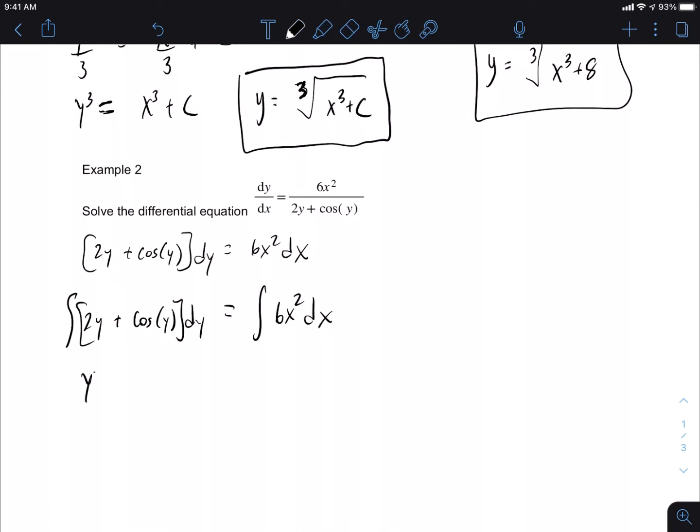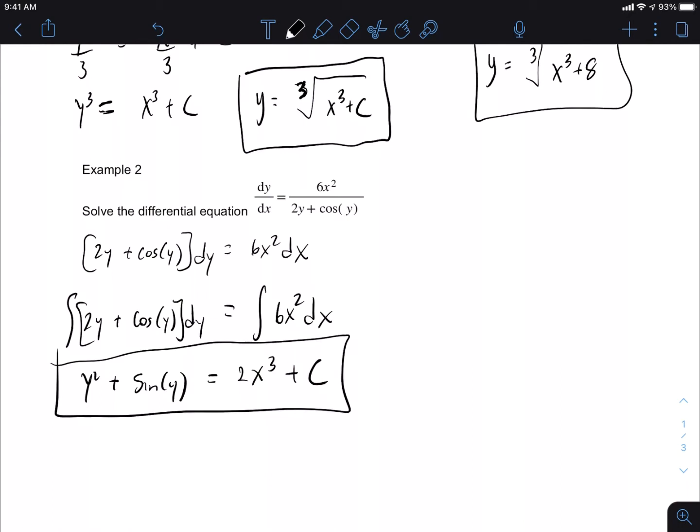And so I'm going to get y squared plus sine of y is equal to 2x cubed plus some constant c. And we notice this is as far as we can get. And the reason is that it's impossible for us to solve for y explicitly. Does that make sense? Yes. Because we weren't given an initial condition.